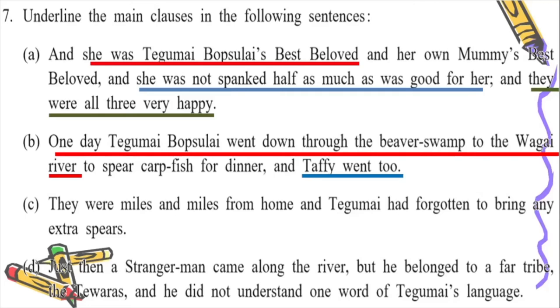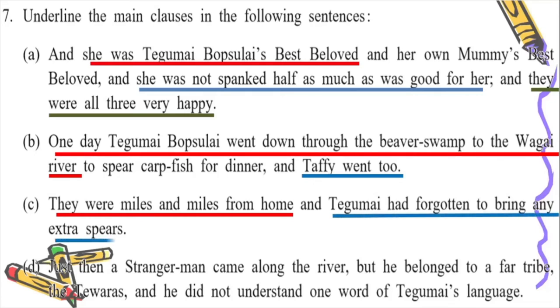See the next one. They were miles and miles from home, and Tegumai had forgotten to bring any extra spears. So come on, which are the main clauses here and how many do we have? We have two here. The first one is: they were miles and miles from home. The second one is: Tegumai had forgotten to bring any extra spears. Coming to the last sentence here.